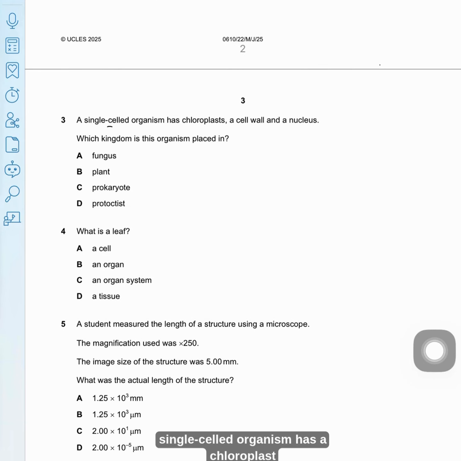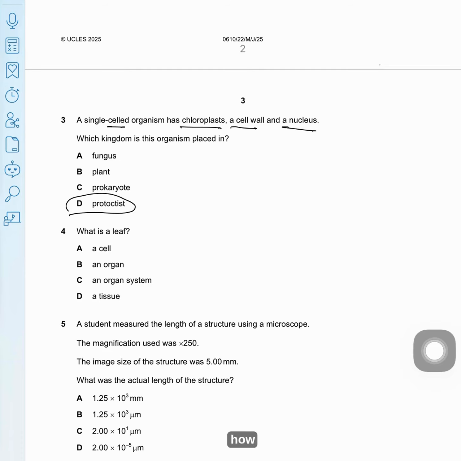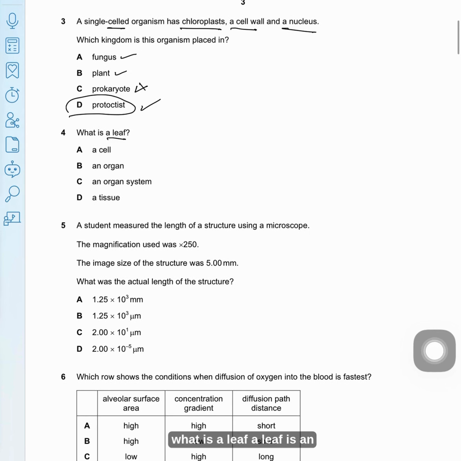Next, a single-celled organism has a chloroplast, cell wall, and a nucleus. Which kingdom is this organism placed in? It's a protoctist. Why? Because, how do I know? Fungi, most are multicellular. Plants, also most are multicellular. All are multicellular. Prokaryotes don't have chloroplasts. Protoctists are the ones which can fit this. Next, what is a leaf? A leaf is an organ.